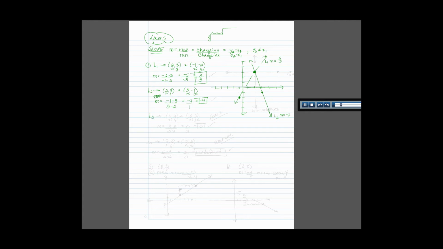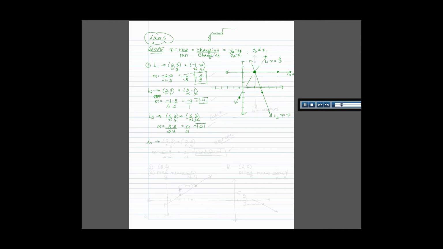Okay, let's look at line 3. Line 3 has the points again (2, 3) and its second point is (5, 3). That line is obviously a horizontal line. That's line 3, and we want to know its slope. The slope is 3 minus 3 over 5 minus 2, or 0 over 3, which is 0, and that makes sense because we know that a horizontal line has a slope of 0.